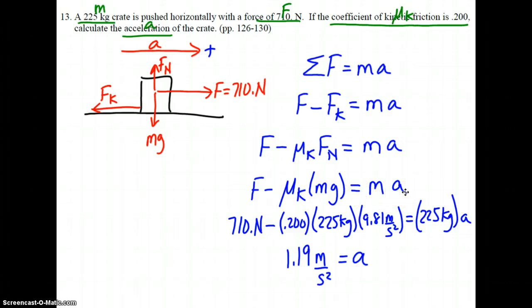We now go ahead and substitute all our known variables. We know that the force is 710 newtons. We know the coefficient is 0.200. The mass is 225. Acceleration due to gravity is 9.81 meters per second squared. And again, our mass is 225 kilograms times a, which is what we're solving for. We do the math and perform the algebra, and we find that a is equal to 1.19 meters per second squared.